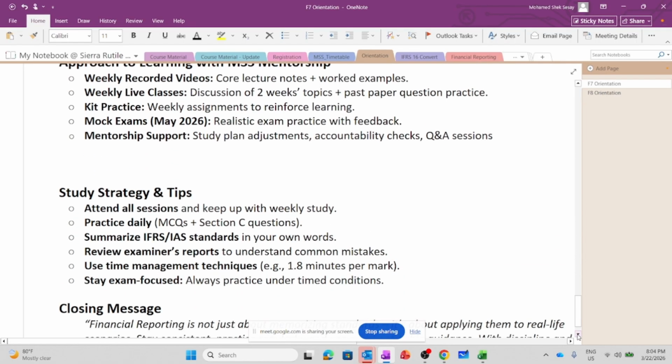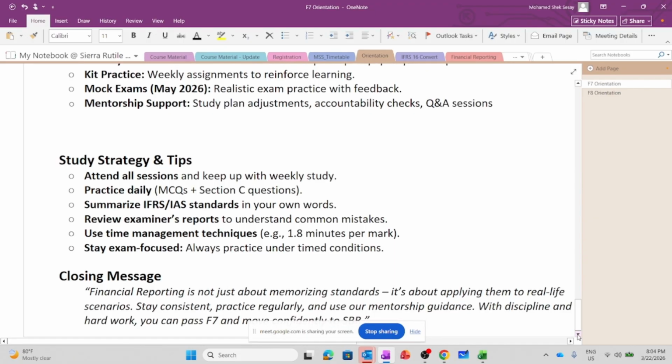Then the study strategy: you need to attend all sessions, which is very much important. On a weekly basis, you need to create time for the live online class because the time is limited. Then also you need to practice daily. At least you need to spend 3 hours on a daily basis to practice the multiple choice questions plus Section C. Then also you need to summarize your IFRS and IASs. You need to have a separate notebook for your IASs and your IFRSs, to summarize your key concepts.